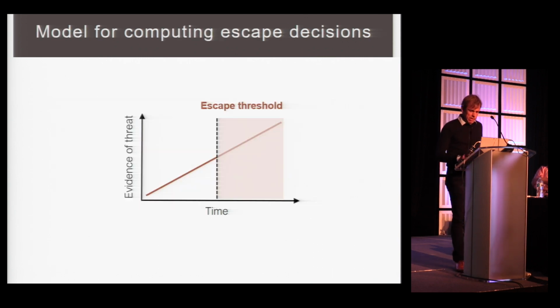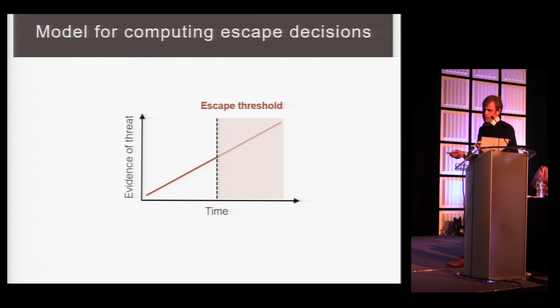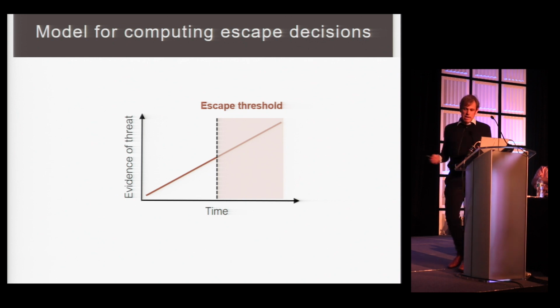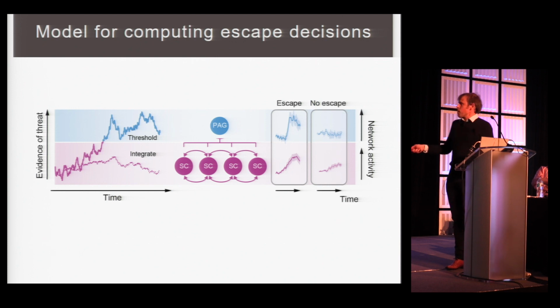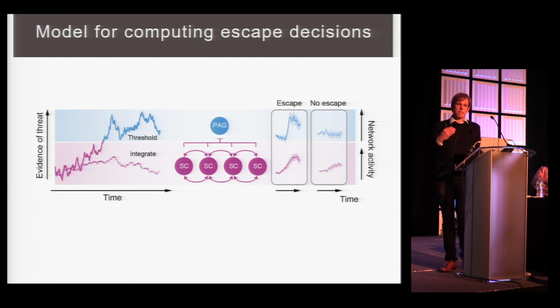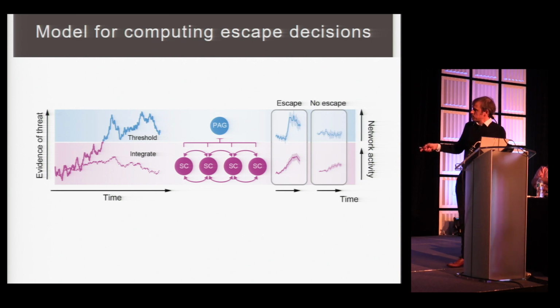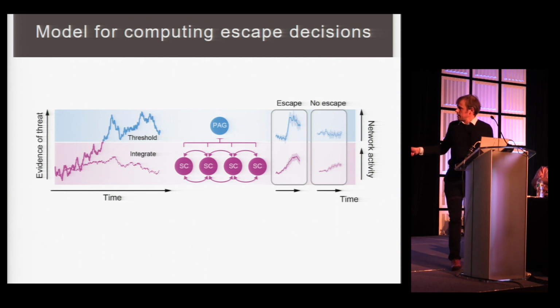So the goal of this work, as I told you in the beginning, was to identify mechanisms for computing escape decisions from threat evidence. And what we propose here is that there is a network of excitatory cells in the superior colliculus that is important for integrating threat evidence. And this threat evidence is thresholded by a synapse of very low release probability that, when overcome by synaptic facilitation and this recurrency, causes activity in the periaqueductal gray, and this leads to escape initiation.